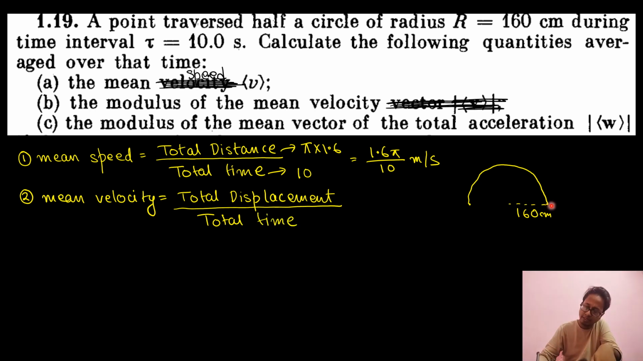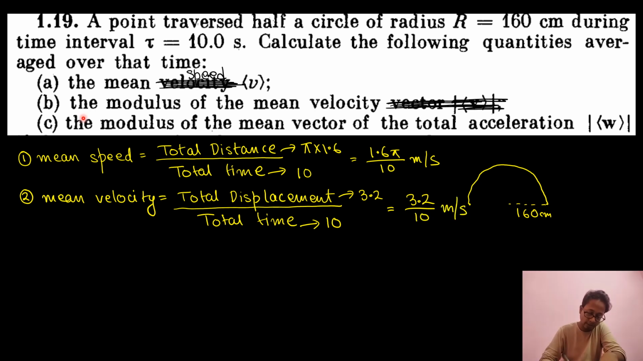Total displacement is nothing but final position minus initial position. A straight line connecting final position minus initial position, which is nothing but the length of this line. And the length of this line is nothing but 2 into r, or twice the radius, which is equal to 160 into 2, or 320 centimeters, or 3.2 meters. And total time is still 10 seconds. So it is 3.2 divided by 10 meter per second.